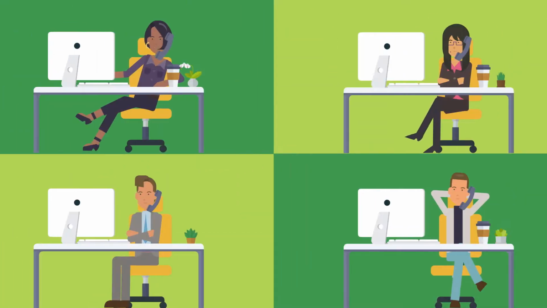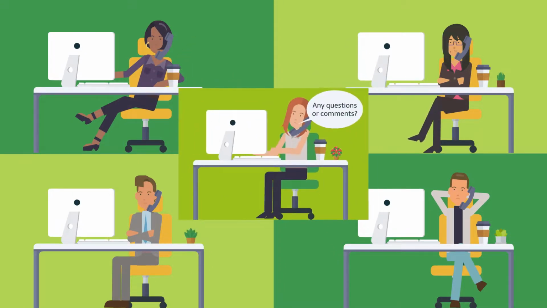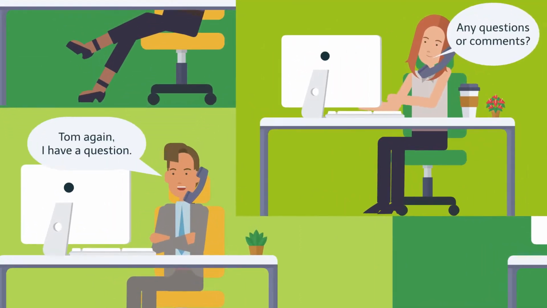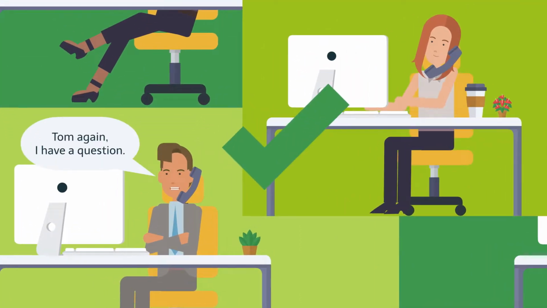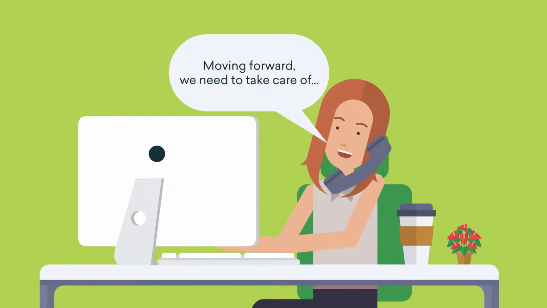It can be hard to know when to speak up on larger conference calls. To avoid participants all talking at the same time, the organizer should leave space between topics and ask if anyone has comments or questions. Before ending the call, the organizer should recap everything that was accomplished. If there are any action items, these should also be reiterated.